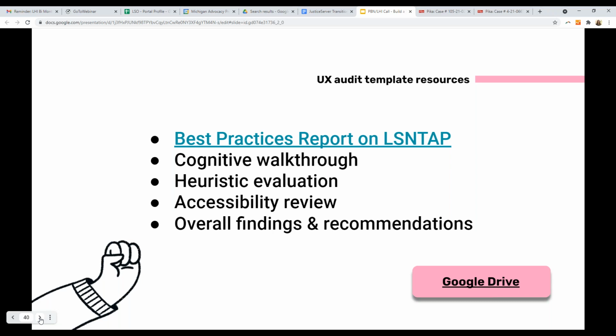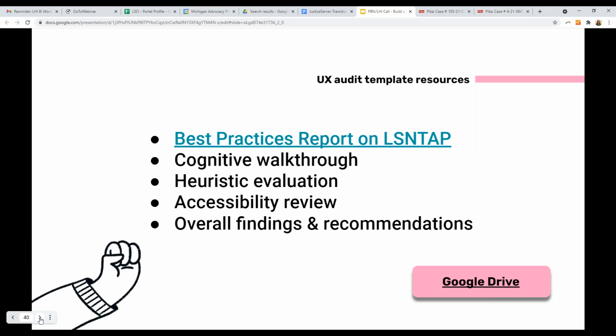We know it can be intimidating to start bringing this process into your practice. So those are just ways to think about getting started. But here are the template resources. So these are available in the link that Claudia shared earlier and are part of the best practices report and will be in the interactive version on LSN Tap as well.